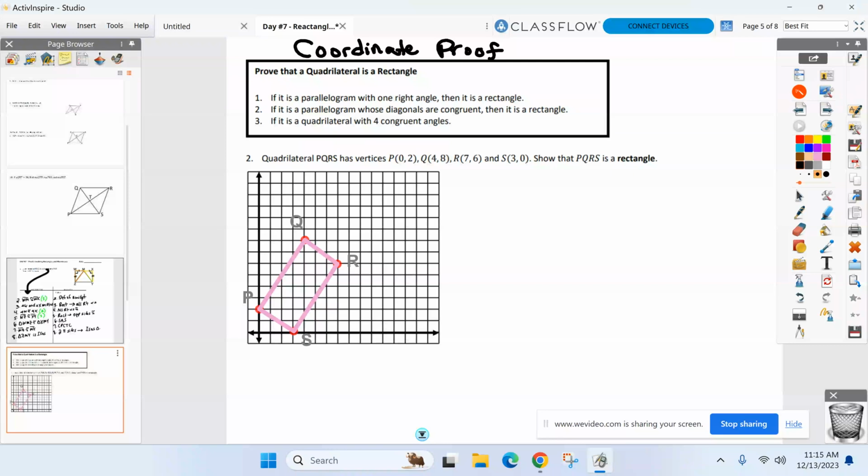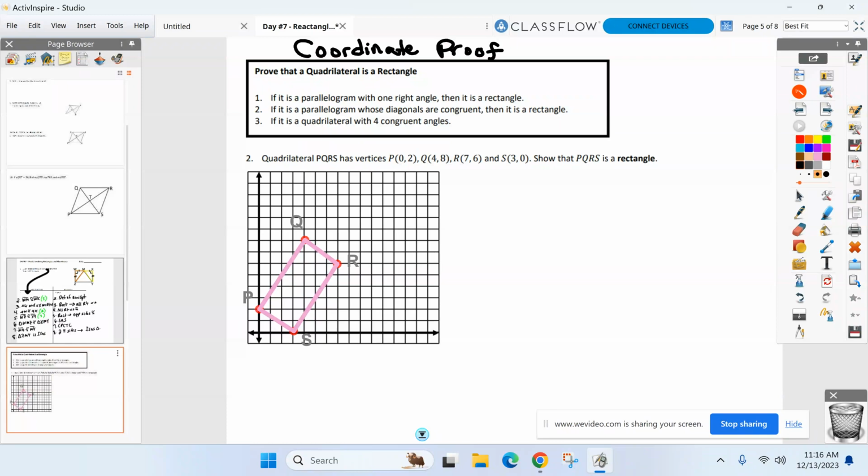Ready? Show it's a rectangle now. Okay? Show me it's a rectangle. This is a lot different than any proof we've done. A lot different. There will not be any statements, reasons here. There'll actually be numbers involved. All right? No statements and reasons, numbers involved, and some algebra involved.